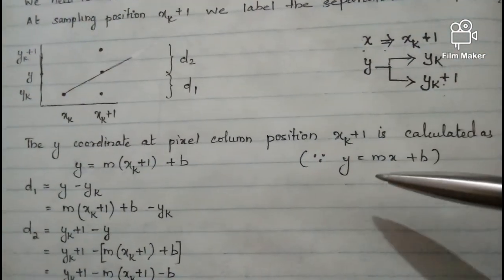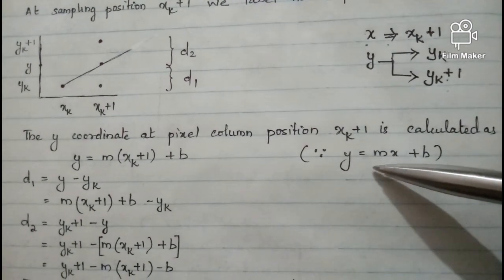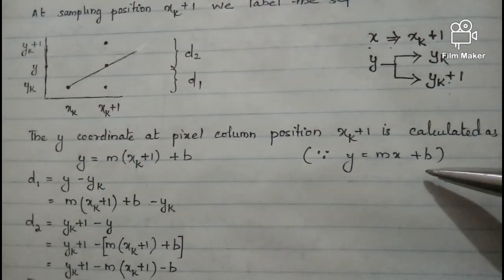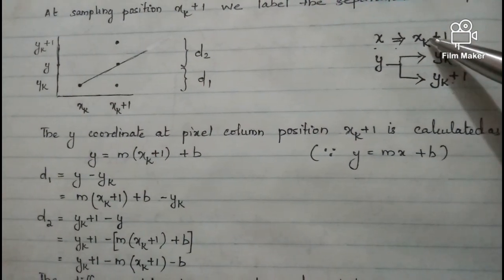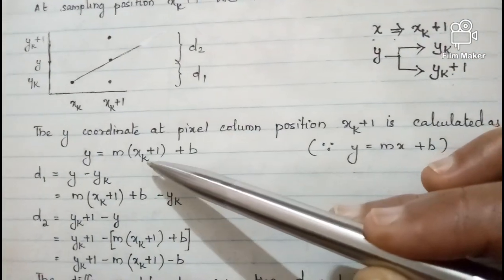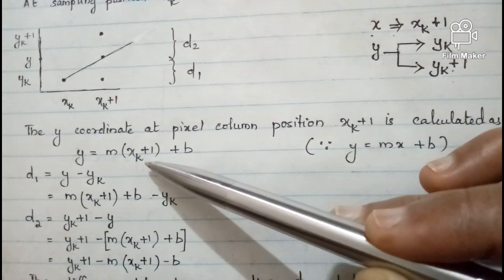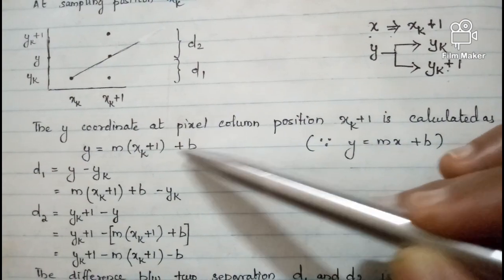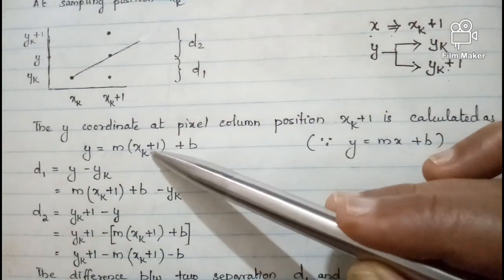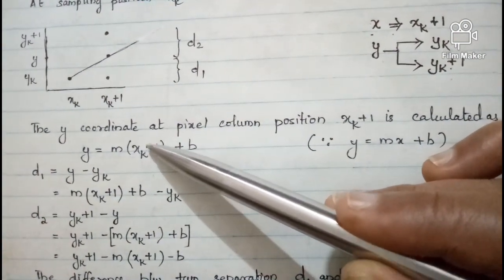For this, we are going to write the straight line equation, which is y equals mx plus b. In this equation, we will be substituting the value of x as xk plus 1. So the equation becomes y equals m into xk plus 1, which is the value of x, plus b. This is the straight line equation where the x value is substituted as xk plus 1.